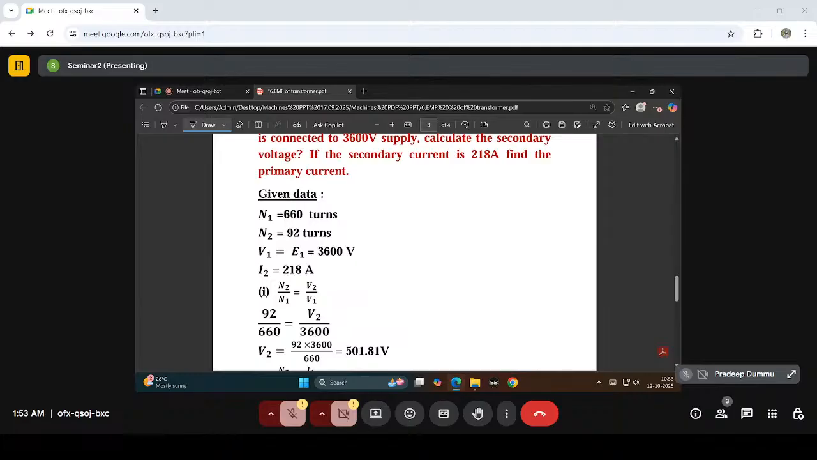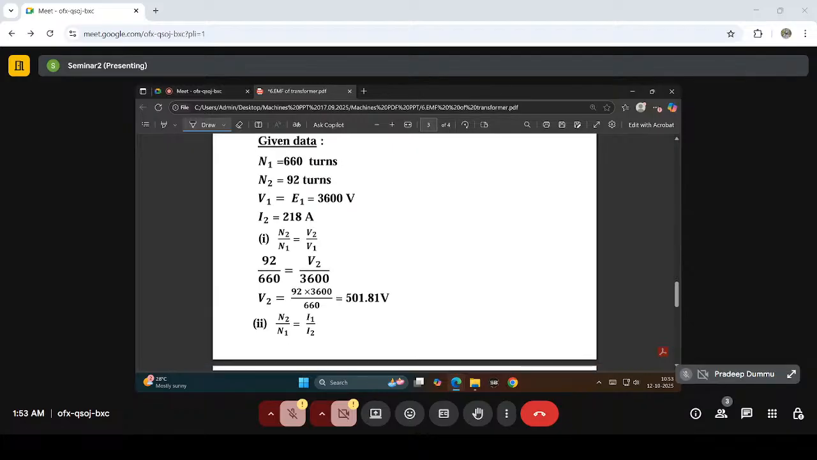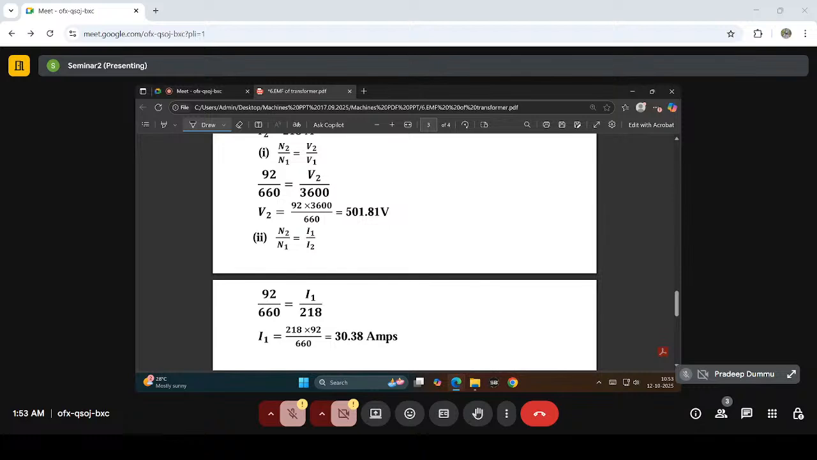Next, part B. What is the formula applied? To get I1, the formula applied is N2 by N1 is equal to I1 by I2. We got the formula for I1.